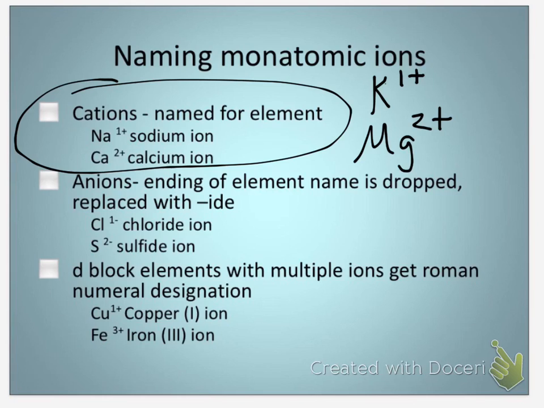When we make an anion, we do change the name. With a cation, it's like they just get a last name: magnesium ion, calcium ion, strontium ion, barium ion. With an anion, the ending of the element name is dropped and you get an IDE.